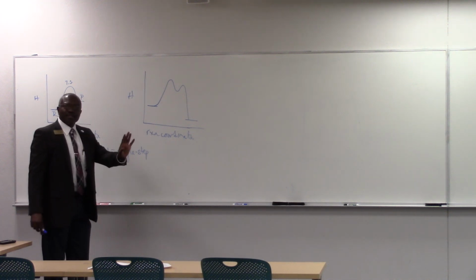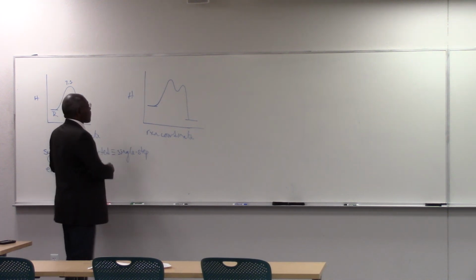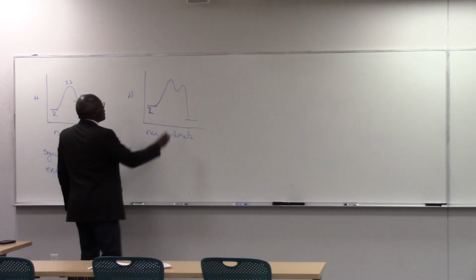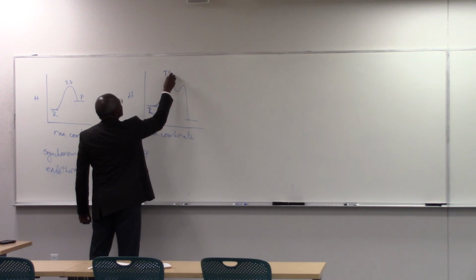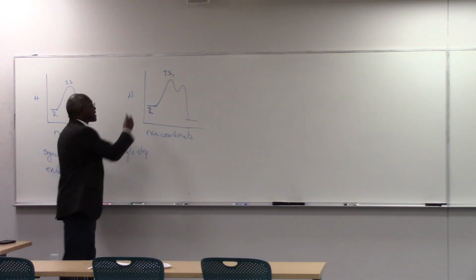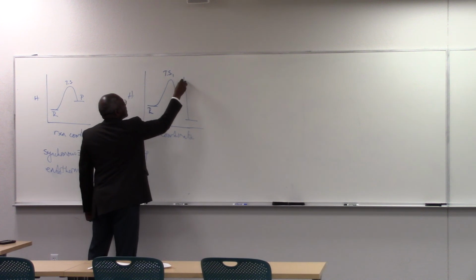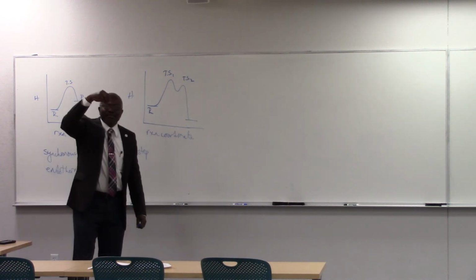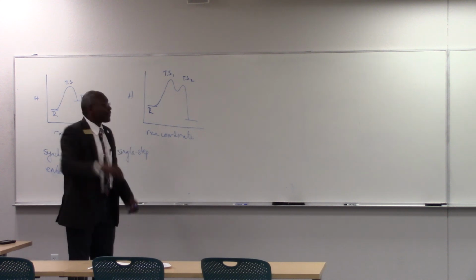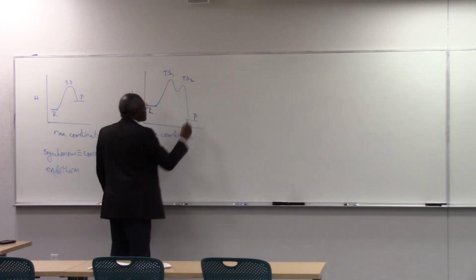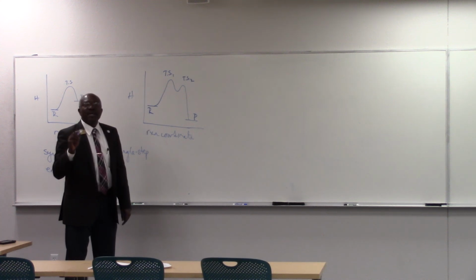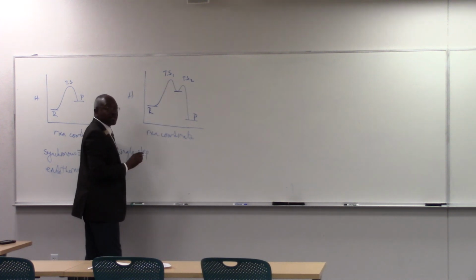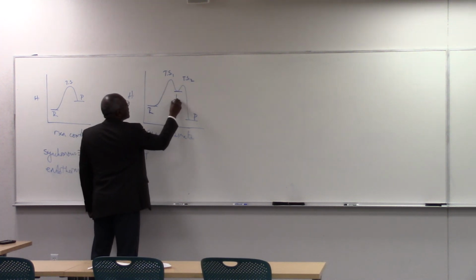So what are the species in a plot of this nature? Well, again, this is my reaction. That's my reactant. This would be called transition state 1. That's the first transition state. This is transition state 2. The transition states are the maxima on the plot. This is my product. The minimum between transition states is called an intermediate.